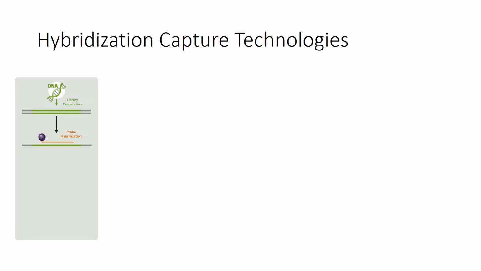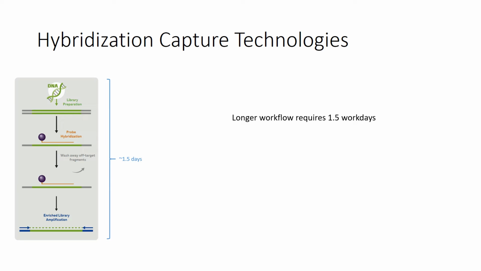So we hybridize these specific probes to target regions of interest. After this, they get bound to streptavidin beads, and we wash away off-target fragments. After these off-target fragments are washed away, we amplify all of these libraries. So these enriched libraries are amplified with PCR and they're ready for sequencing. So the entire workflow for hybridization capture takes about 1.5 days. So this is a little bit of a longer workflow.